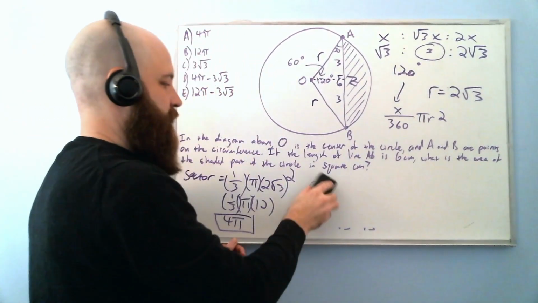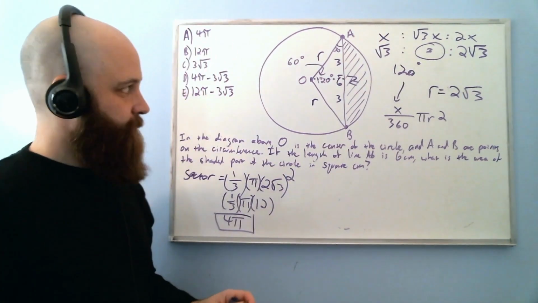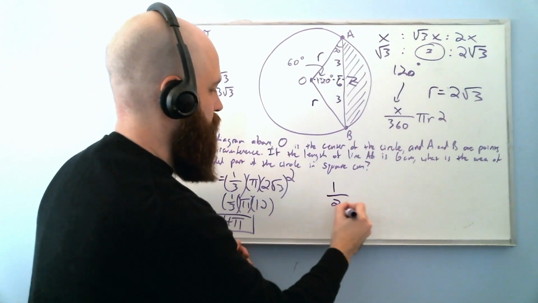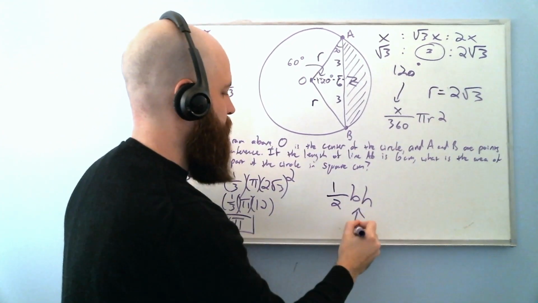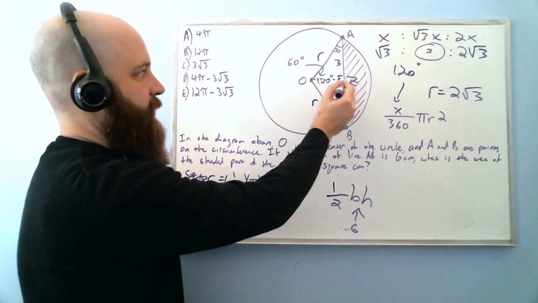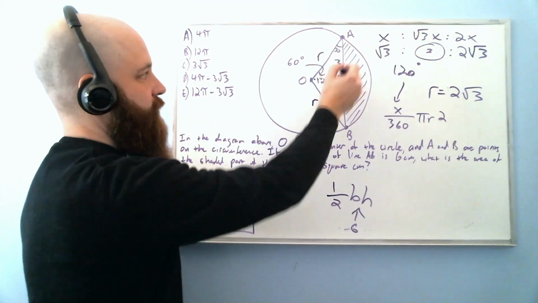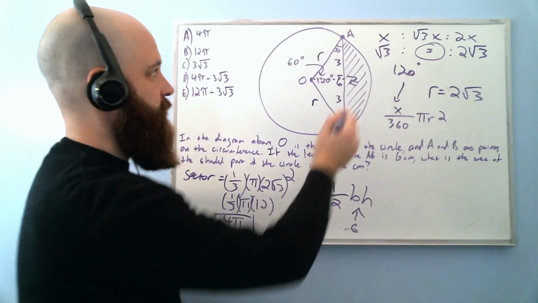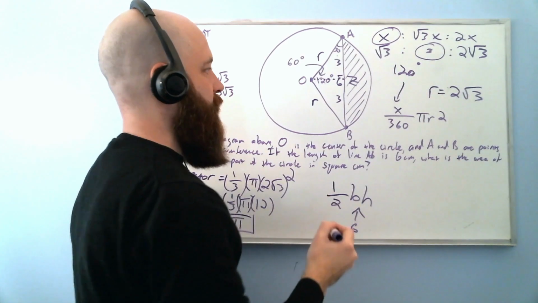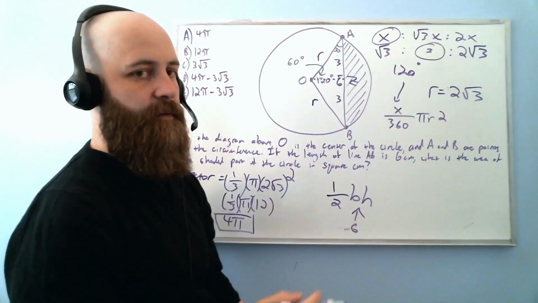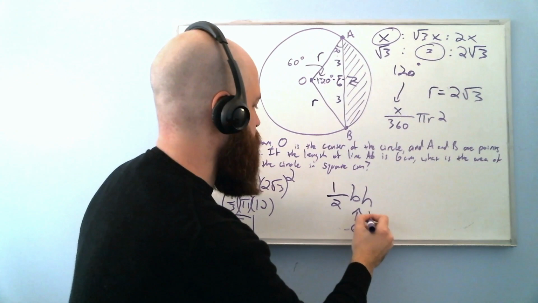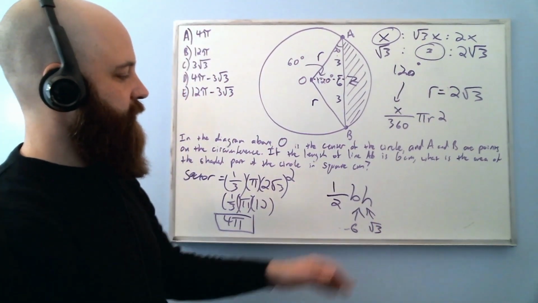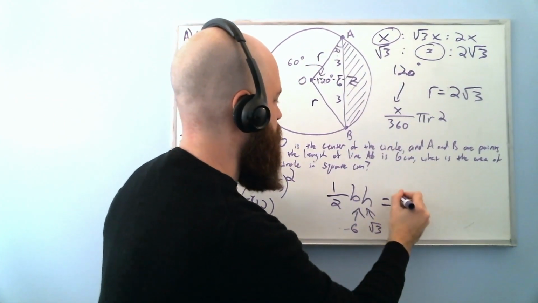Okay, so I found the area of the sector. That's a good start. Now I want to find the area of the triangle. Well, triangle AOB has a base AB of 6. So I want 1/2 base times height. The base is 6. What's the height? Well, notice that's the side of this 30, 60, 90 that's opposite the 30. In other words, it's the shortest side of the 30, 60, 90. It's this one here. I solved for x and found that it was root 3. So the height is root 3. All right, great. So 1/2 times 6 times root 3. The area of that triangle is 3 root 3.